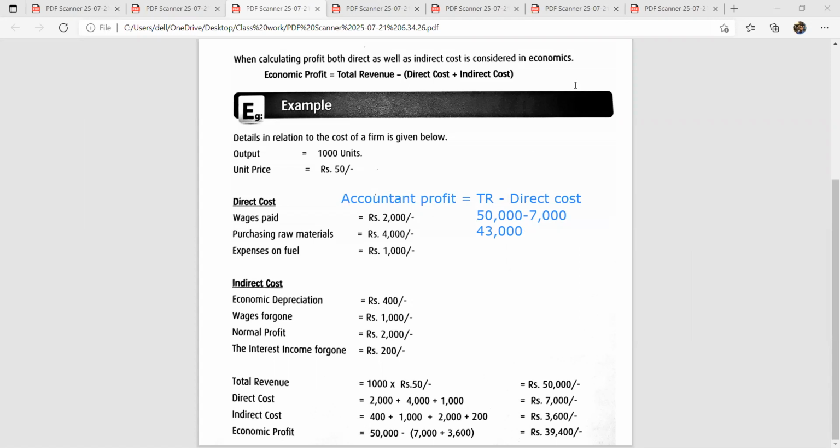So this is the difference between accountant profit and economist profit or economic profit. So economic profit is lower than the accountant profit because of the indirect cost involved in the production, the economic cost.